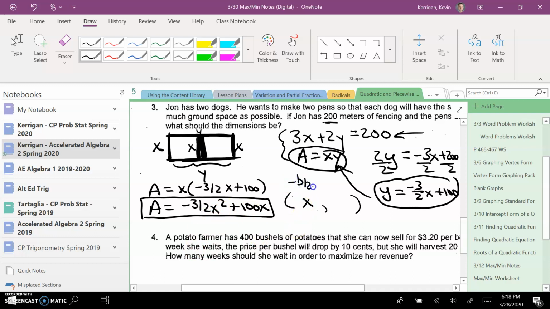And when I do the opposite of B over 2A, and then when I plug that back into X, that'll give me what, okay? When I do that, what I am getting here is an X value of, just to save time here, I believe I get 25 for X when I do the opposite of B over 2A. And then I am going to get, when I plug that back in to find my area, 1,666 and 2/3 for my area. So this would be the maximum area.